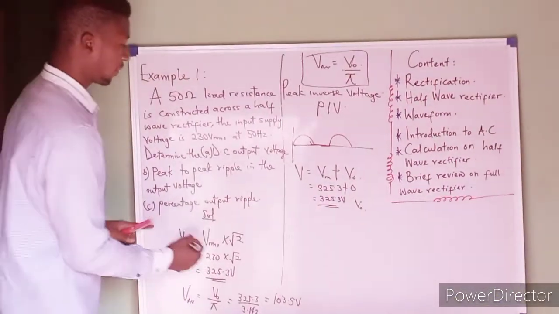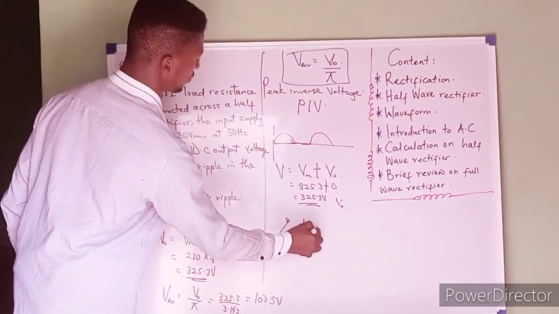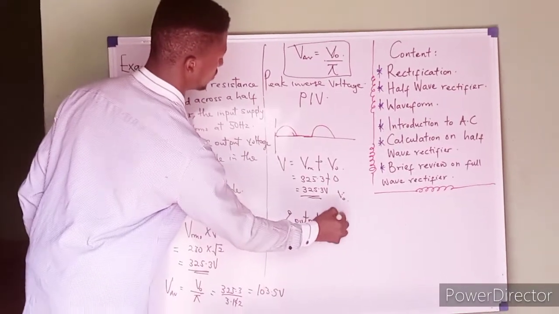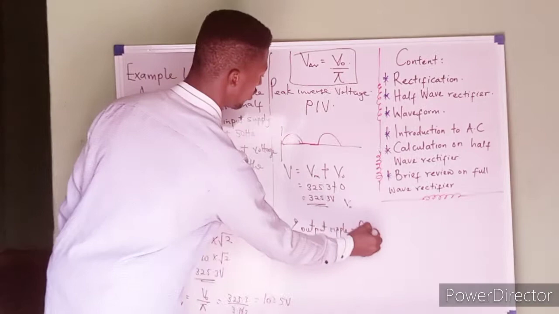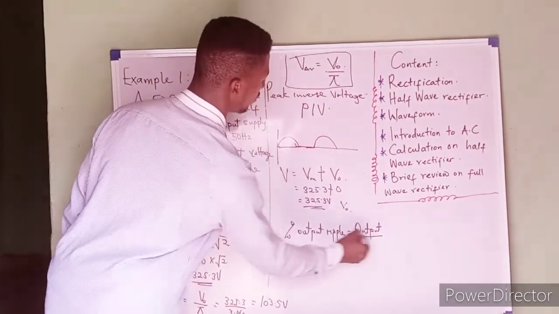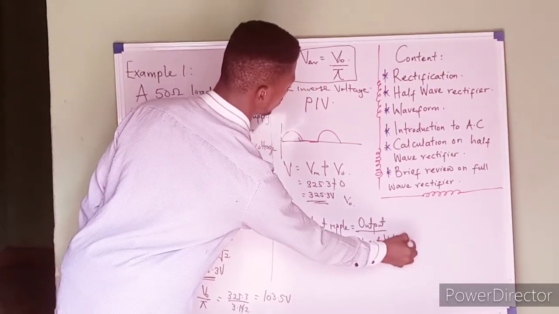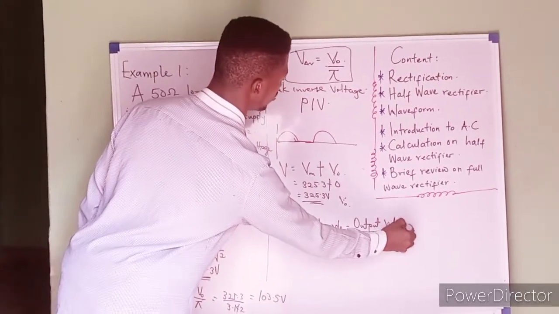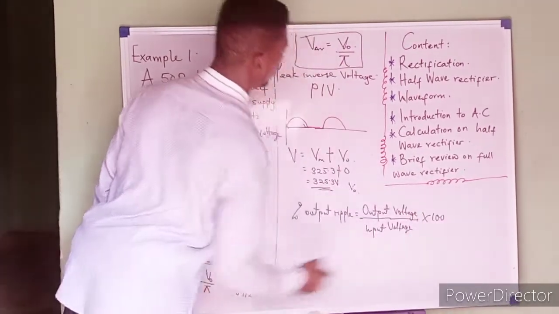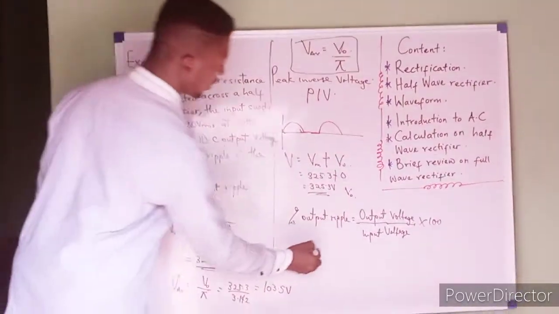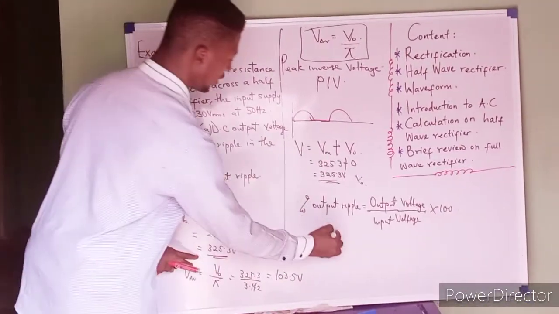Now let's get the percentage output waveform. The percentage output waveform is equal to your output voltage over your input voltage. Since percentage is what we're talking about, we express in terms of 100. So now here, what's our output? Don't forget our output is what?